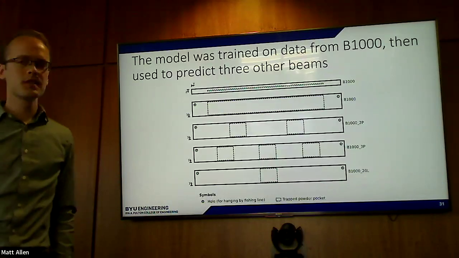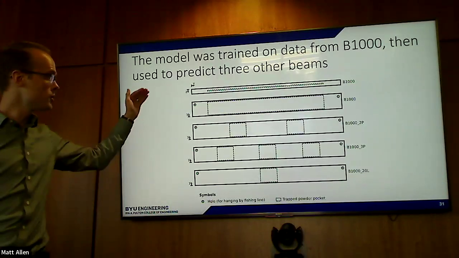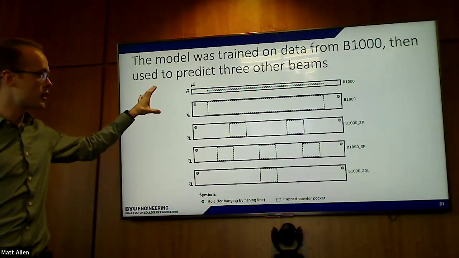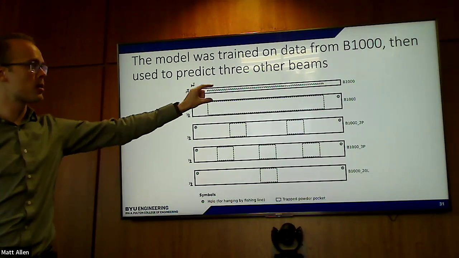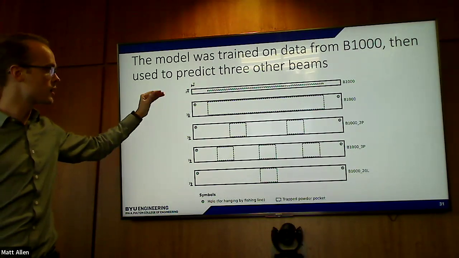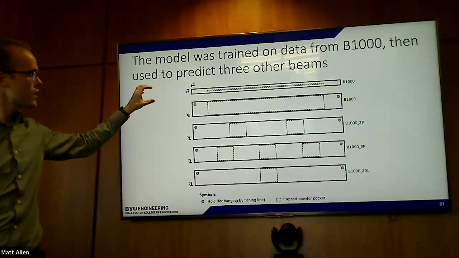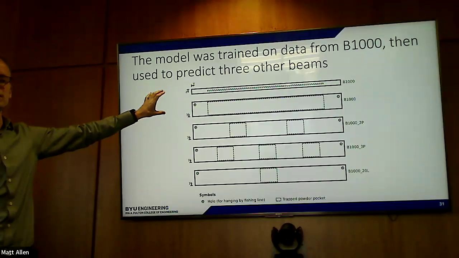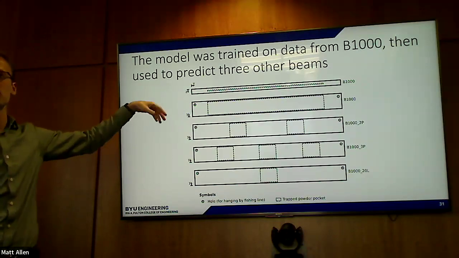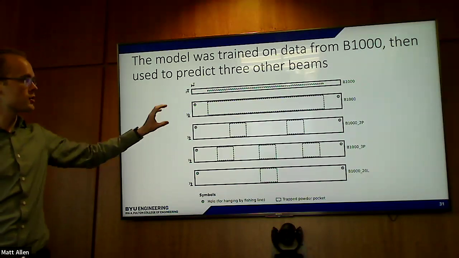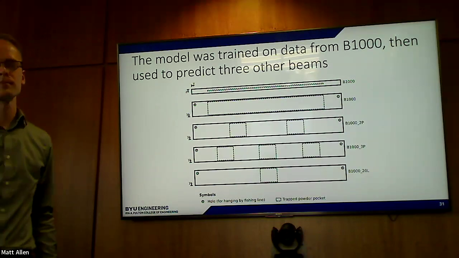And these are the samples that we tested for this study and that we modeled. So we started with a full length powder pocket that was 1 millimeter thick, and that was the part we used to train the model on. And then we used that model to predict these 3 different parts.